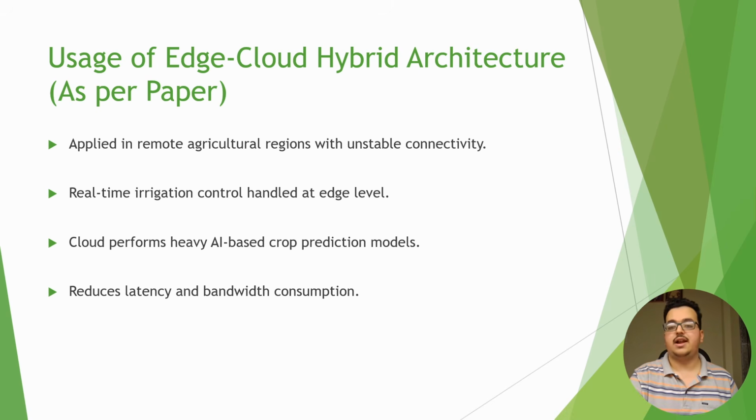Next, we'll understand the usage of this architecture. This architecture is ideal for remote agricultural regions. It allows real-time irrigation control at the edge level. The cloud handles complex predictive analytics. It reduces bandwidth consumption and improves reliability. This makes it highly suitable for large geographically distributed farms.